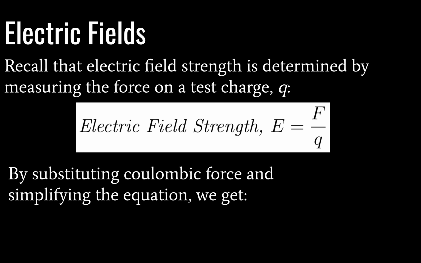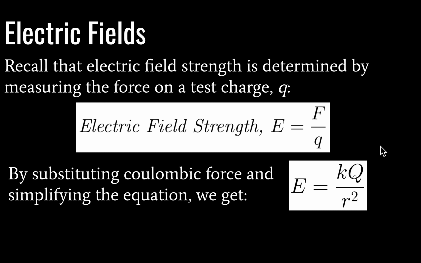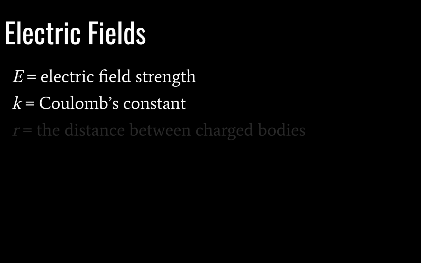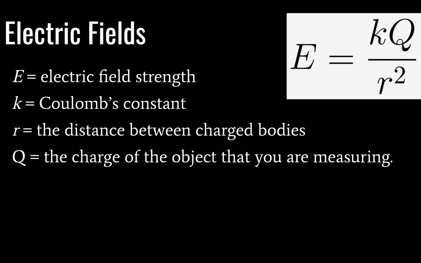If we substitute Coulombic force into this equation, we get this very useful equation, which I've talked about in previous videos, where electric field strength is equal to Coulomb's constant times the charge of the object around which we're trying to measure the electric field, divided by the distance to our test charge squared. And this is review from topic 5, and I don't think I defined those variables, but I just did verbally, so there you go. Oh, there they are. Nice. Okay. See, I did define everything.